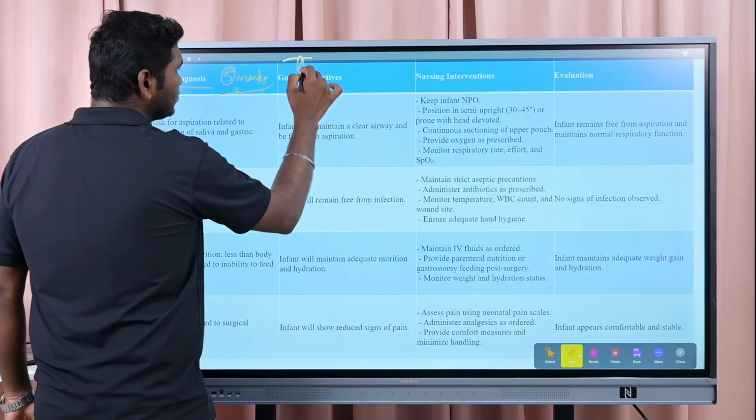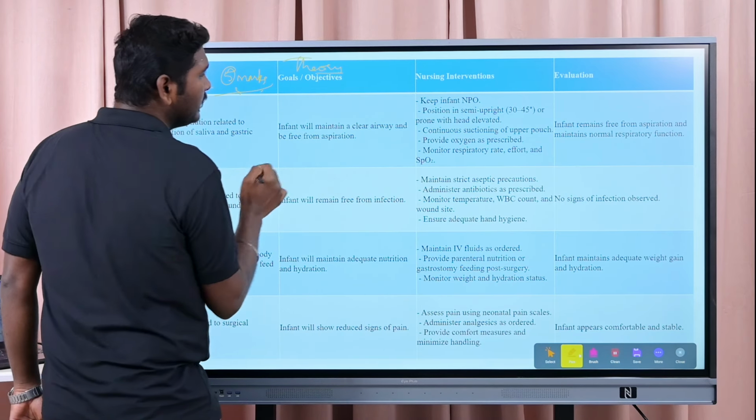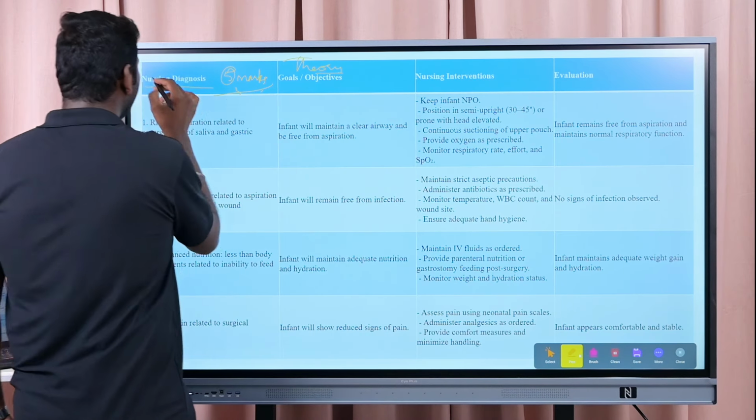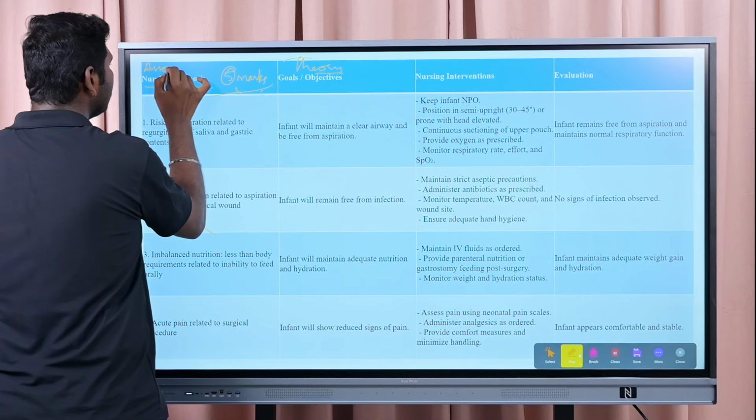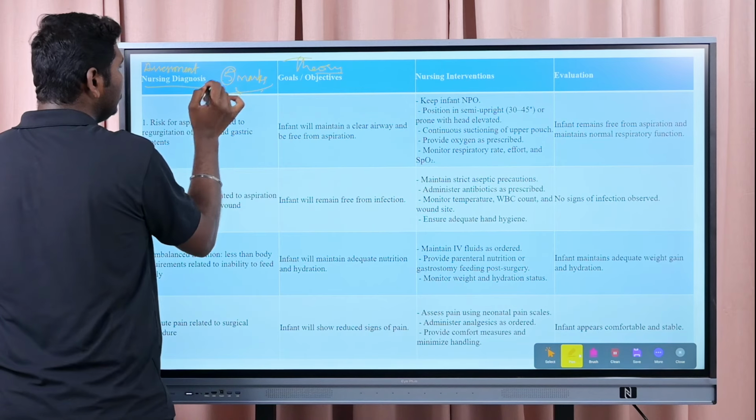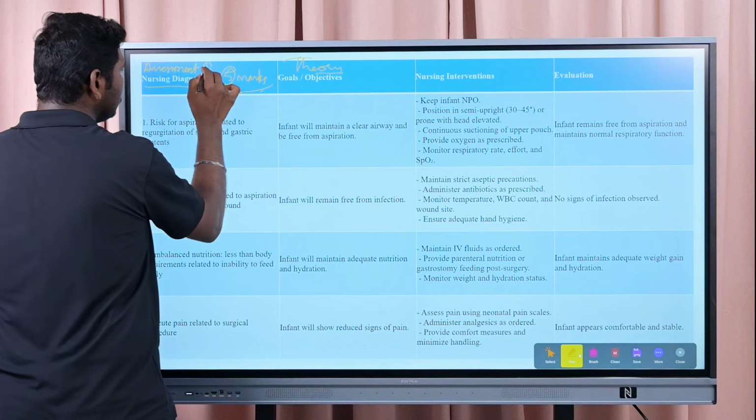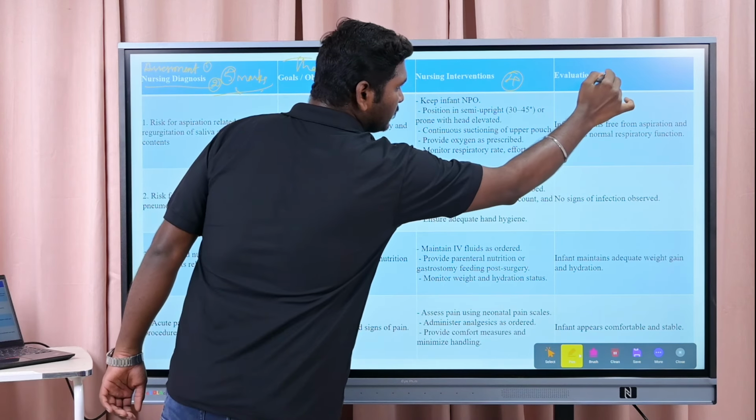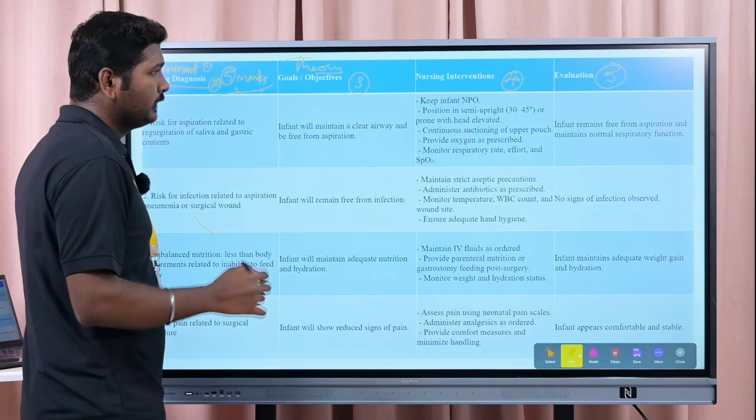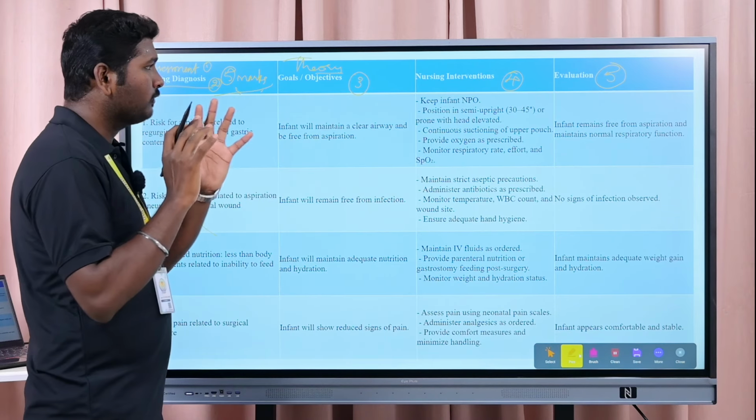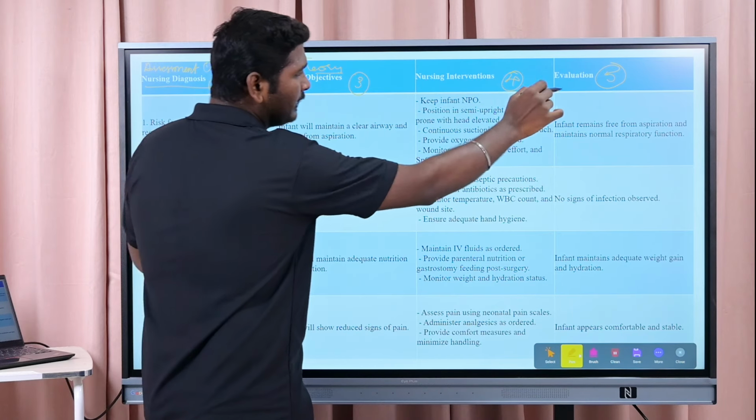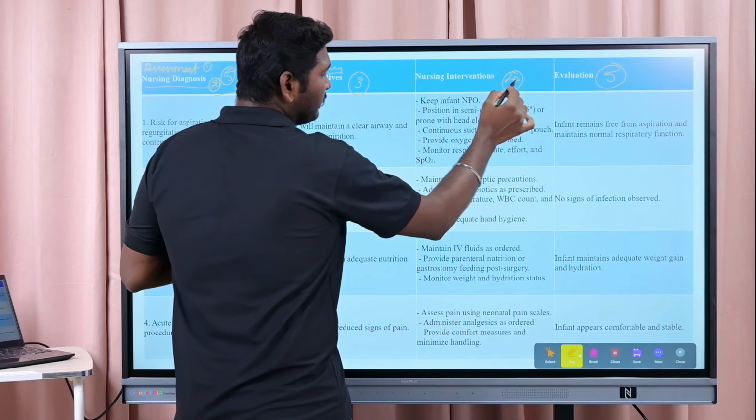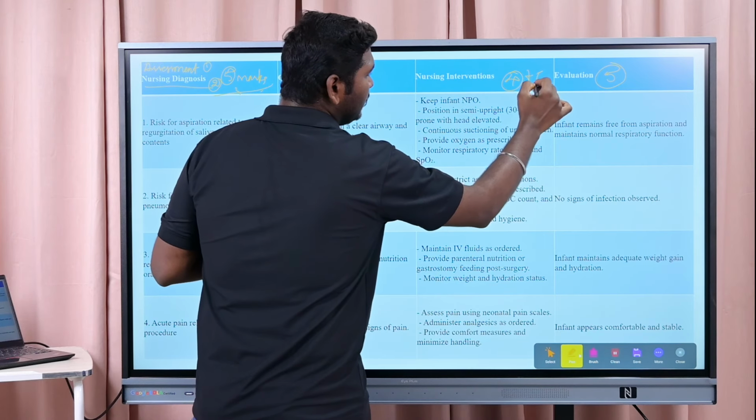Since it is a theory exam, again I am telling, since it is a theory exam, only columns 1, 2, 3 and 4, and if required you can write the assessment part as your first, and second will be your nursing diagnosis, third will be your goals or objectives, fourth will be your nursing interventions, and fifth will be your evaluation. Clearly you have to understand only one thing. In theory only 5 columns we follow, whereas in the practical there will be one more part added, which is called implementation.